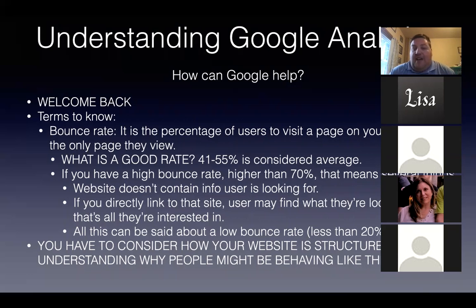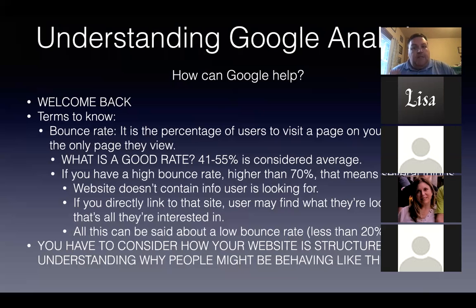So what happens if you have a high bounce rate? Say it's above 70%. That can mean several things. One, the website doesn't contain the information the user is looking for. Or like I mentioned before, if you directly link to that site, the user may have found what they were looking for. You brought the awareness to them. So say you give them a link to a products page or your shop or whatever the case may be, people can see it and think, okay, I scroll, okay, nothing, and then that's the page they leave. So it doesn't necessarily mean you didn't attract or grab the attention of the user.